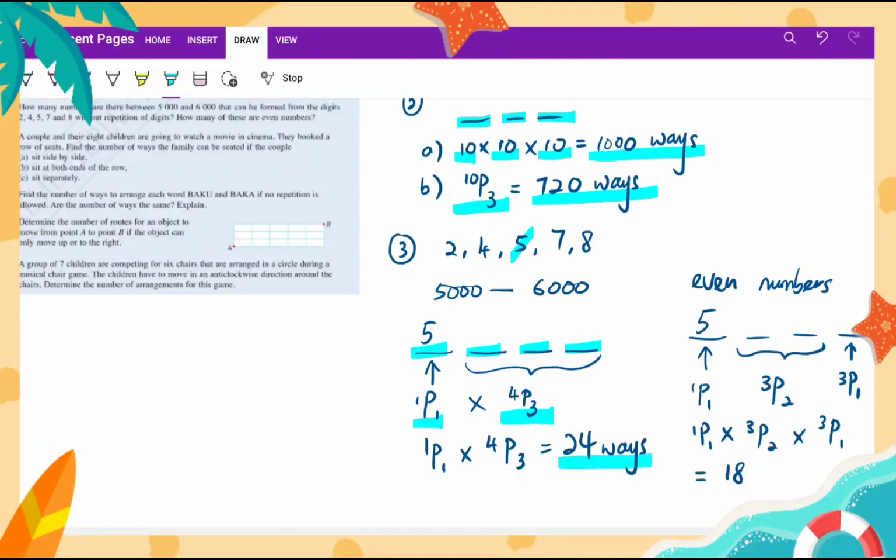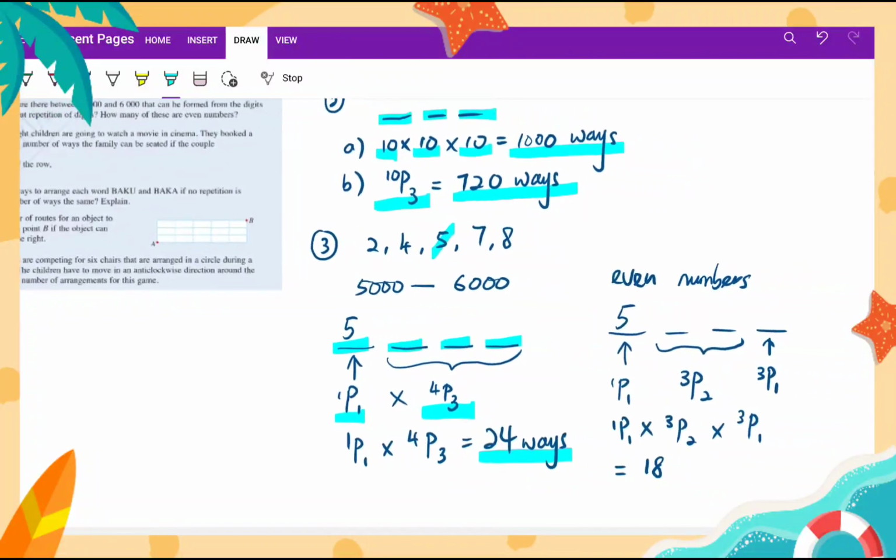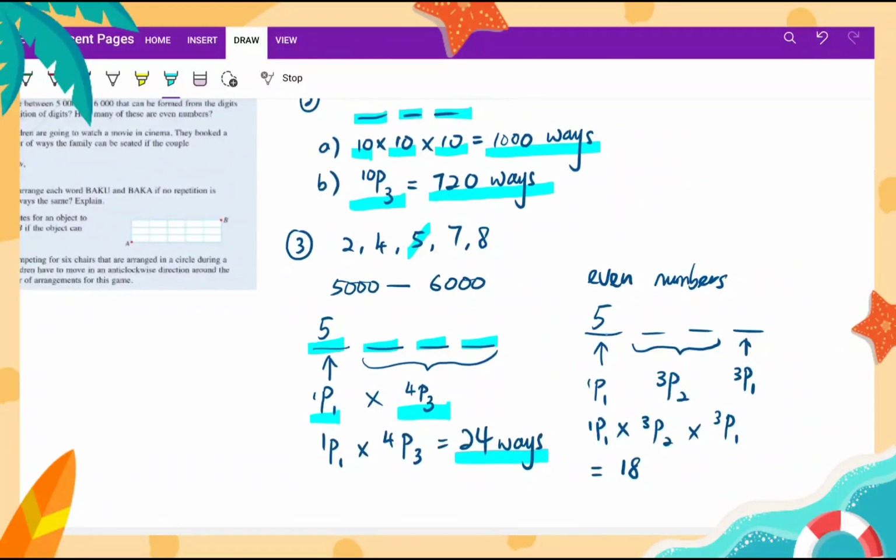Now we need to look for how many of these are even numbers. The same concept. If it is an even number and between 5,000 and 6,000, it starts with a 5, then 1P1. And the last placing can be formed by 2, 4, or 8. So 3 to put in 1 place.